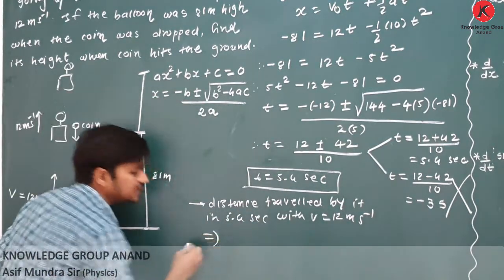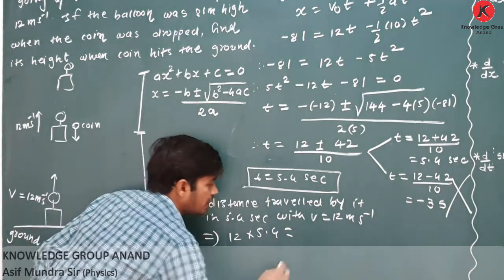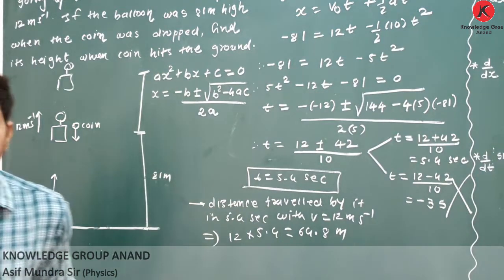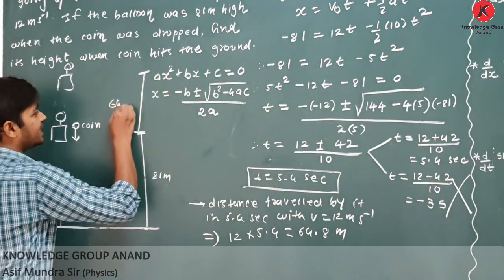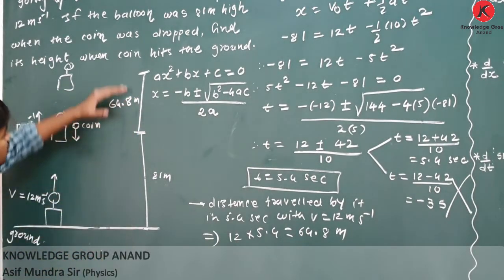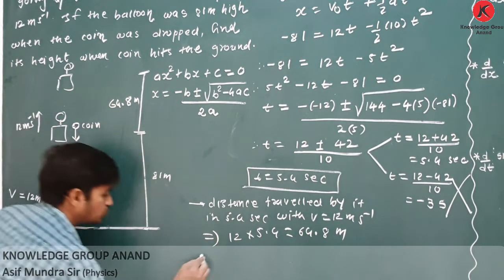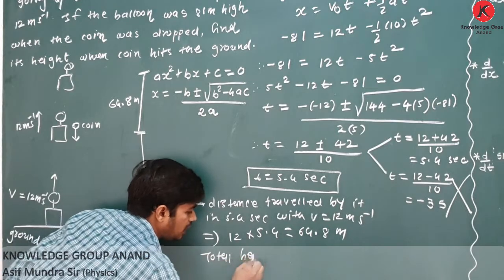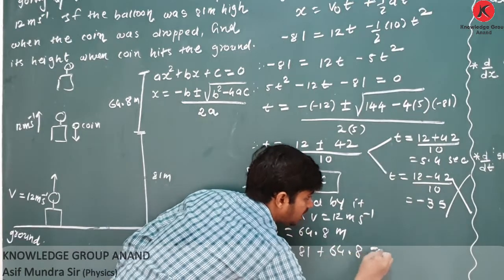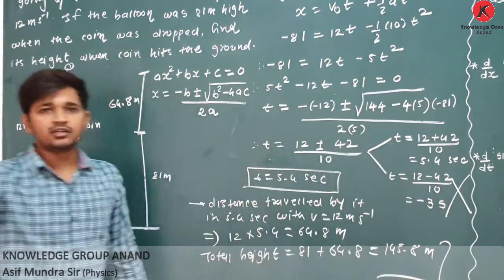What is distance? Yes, distance is equal to speed into time. It is 12 into 5.4, which is equal to 64.8 meter. So what is this distance? It is 64.8 meter. So now what is the total height from the ground? Yes, it is 81 meter plus 64.8 meter. So total height is equal to 81 plus 64.8, and your answer will be 145.8 meter. Clear?